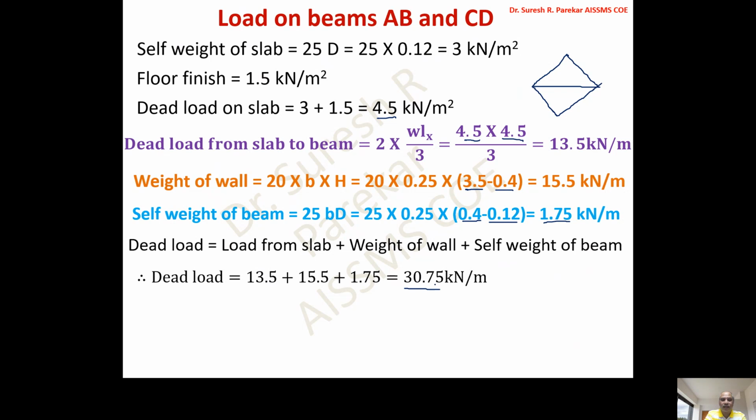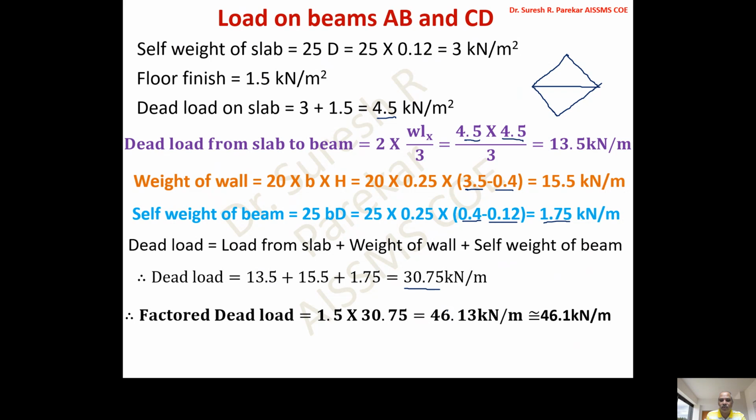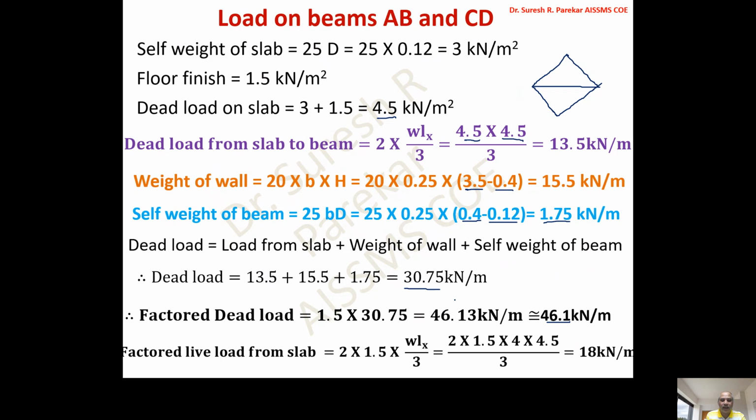Now we will make it factored. So we have 1.5 into 30.75. So we will get it as 46.13. So I will make it 46.1 kilonewton per meter. Now factored live load we have again twice 1.5 WLx by 3. So 2 into 1.5 into W, we have 4 which is live load, into 4.5 by 3. So we have 18 kilonewton per meter.